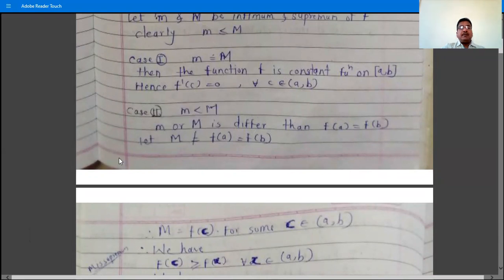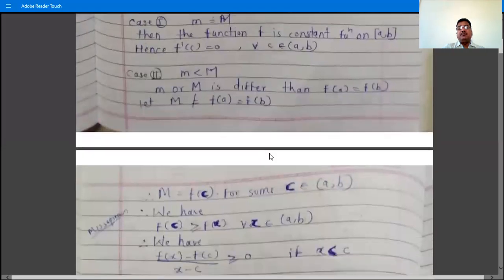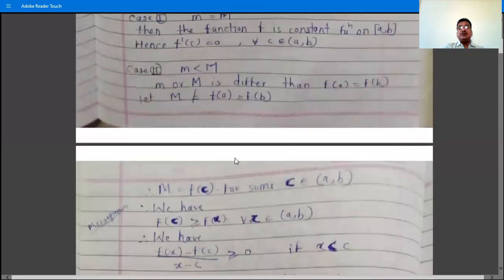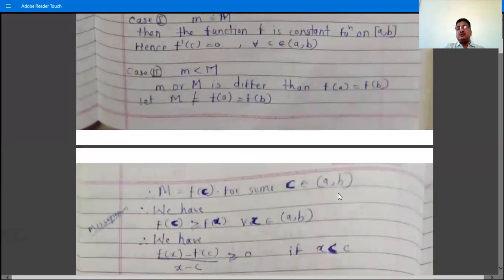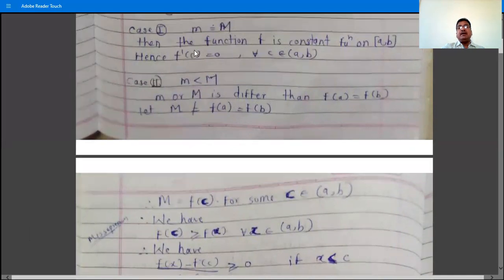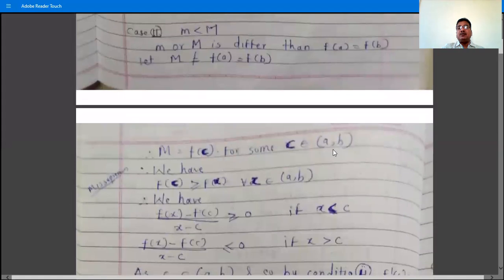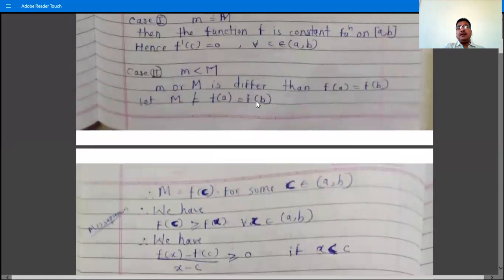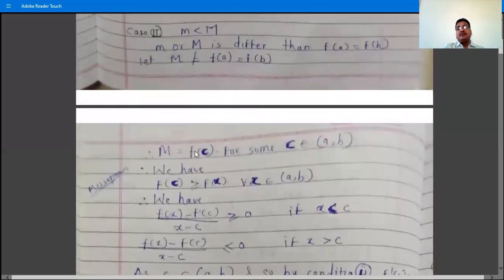Suppose this capital M is not equal to f(a), which equals f(b), and suppose there exists another point c belonging to the open interval AB such that capital M is equal to f(c). Small m and capital M are images of some elements from the set AB, but capital M is not the image of a or b. That means there exists another element between A and B, say c, such that capital M is equal to f(c), the image of that c.